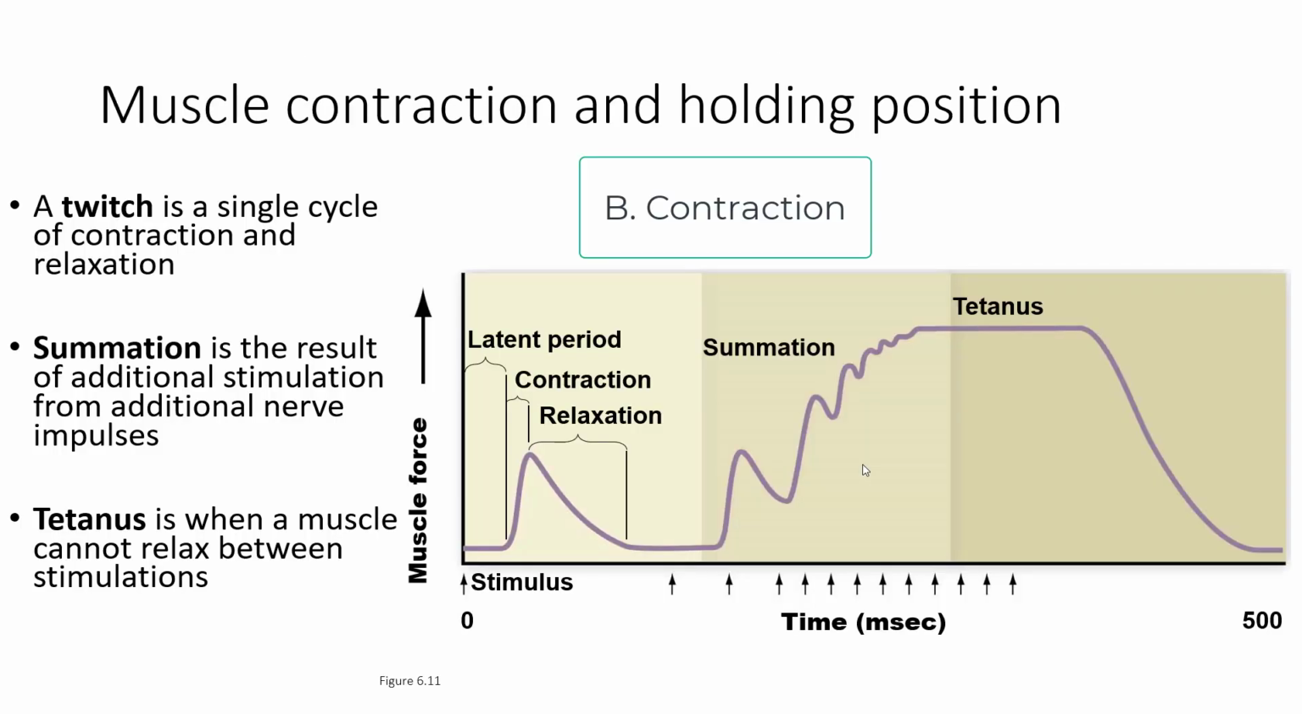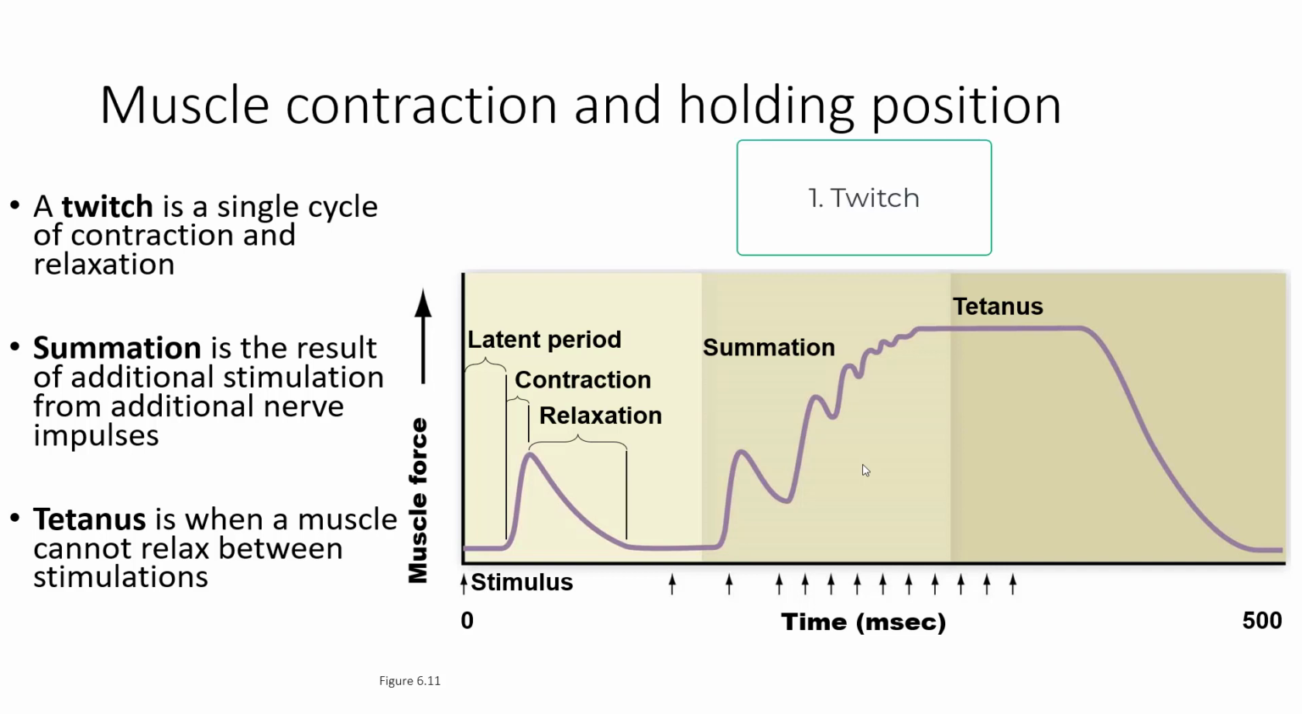Muscle contraction. So muscle contraction occurs when a signal comes from a nerve and tells a muscle to contract, which shortens the sarcomere as the myosin binds to the actin and slides it. This single cycle of myosin binding to actin, sliding it, and then releasing it is called a twitch, which is the single cycle of contraction and relaxation.